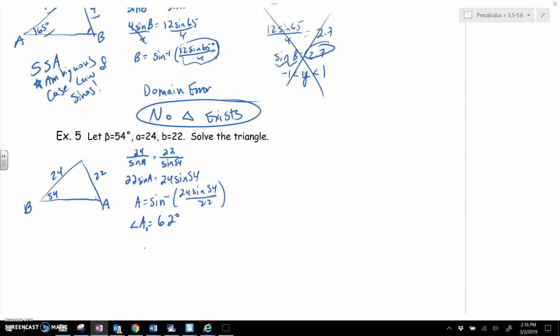Then I am actually going to be okay, and this is going to work out. So I can continue solving the triangle. I'm going to just say then this is 62 degrees. Angle C then is 180 minus 62 minus 54. That gave me angle C. I'll call it C1. We'll talk about that in a minute. The angle C is 64 degrees.